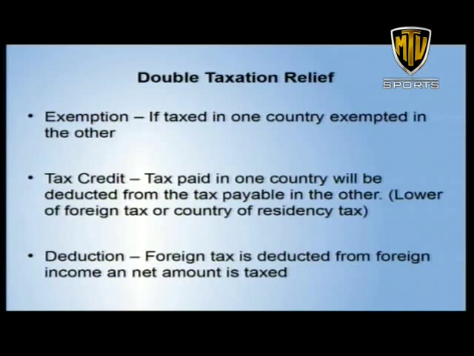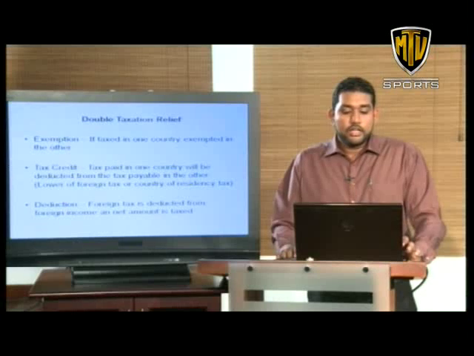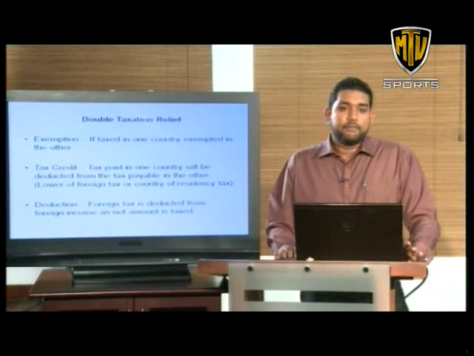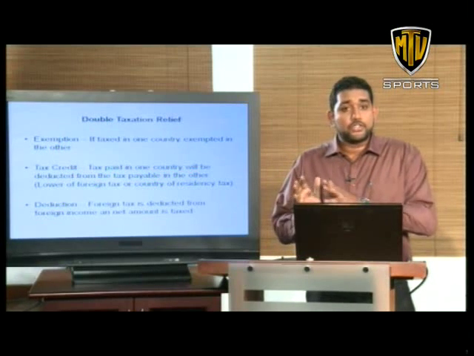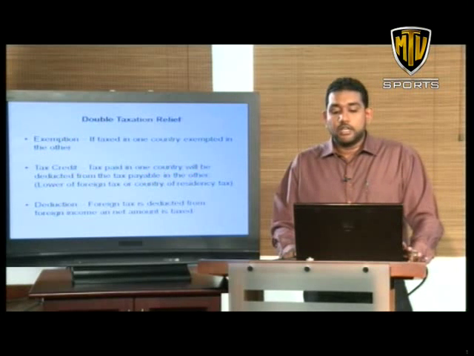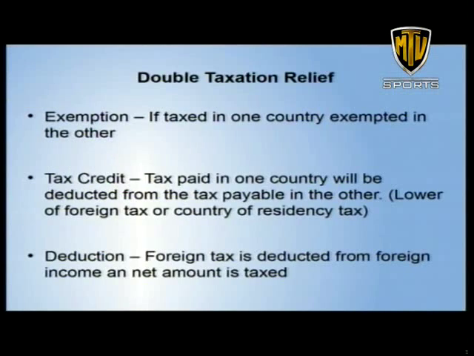If tax is paid in one country, the foreign taxes that are being paid in that country will be made available as a relief. Tax paid in one country will be deducted from the tax payable in the other. When relief is granted, the tax credit that is made available will be the lower of foreign tax or the country of residency taxation. And the third relief method is what we refer to as the deduction method.